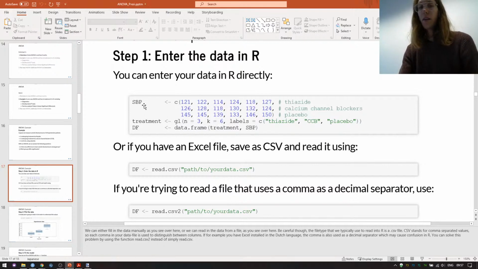Now, if you have that, you can combine that in a data frame. You don't necessarily need it for the Anova, but it could be nice for yourself just to have an overview.